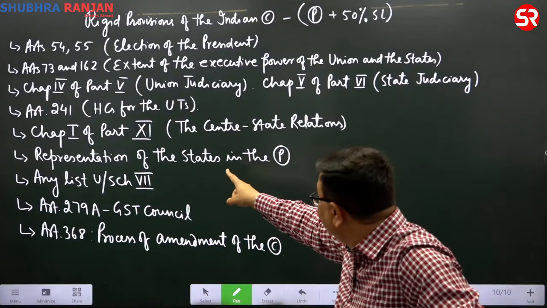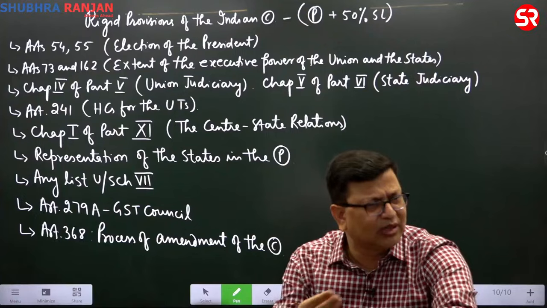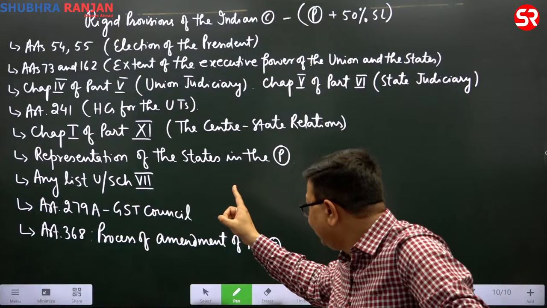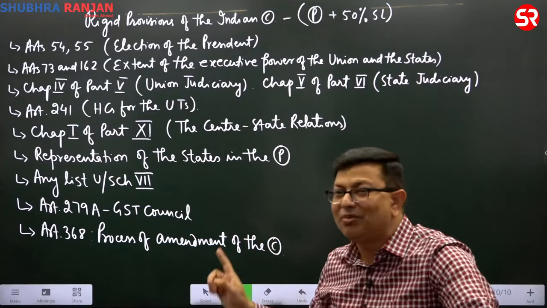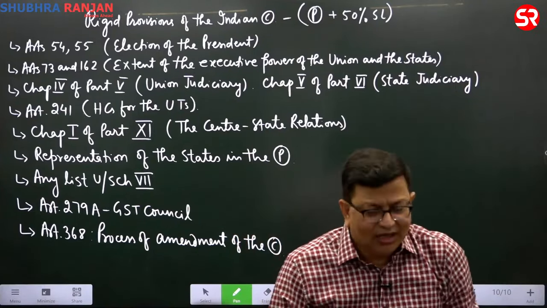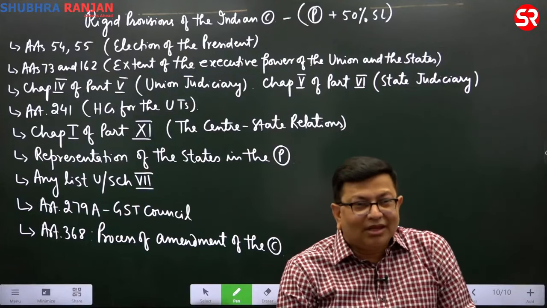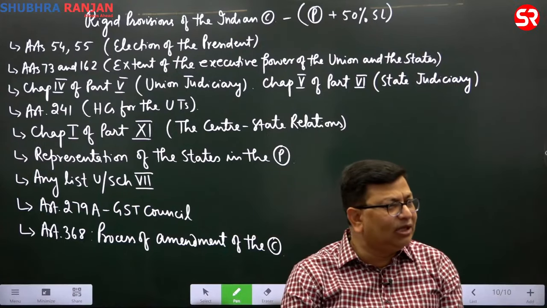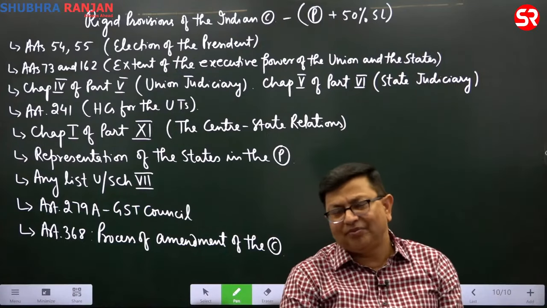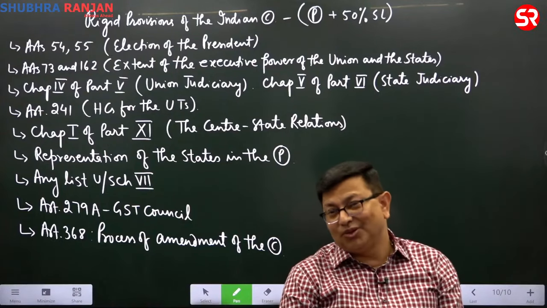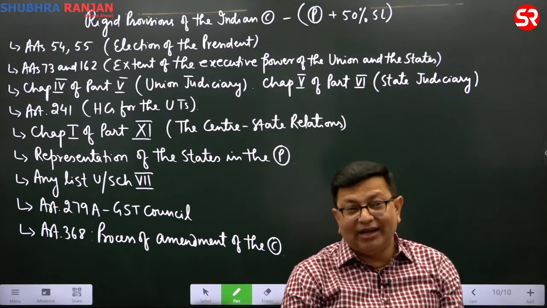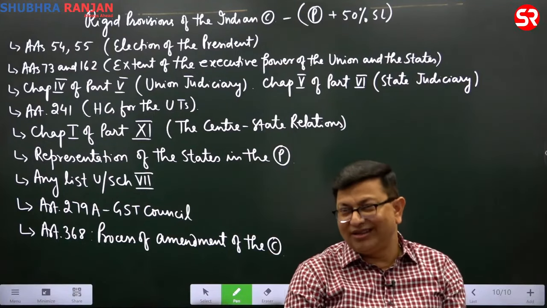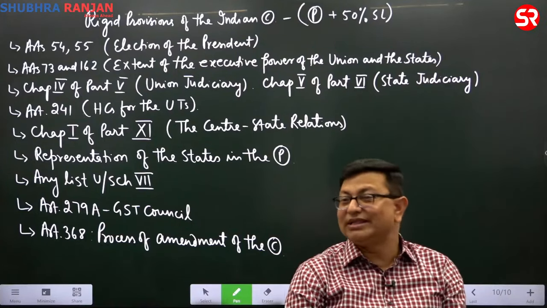Chapter 1 of Part 11, the center-state relations. Here also the whole chapter is a rigid provision. Then representation of the states in the parliament. You see that we have a fixed number of members from each state in the Lok Sabha and in the Rajya Sabha. Here also, no changes can be made by the parliament alone. Here, what is the logic? The logic here is also the same.